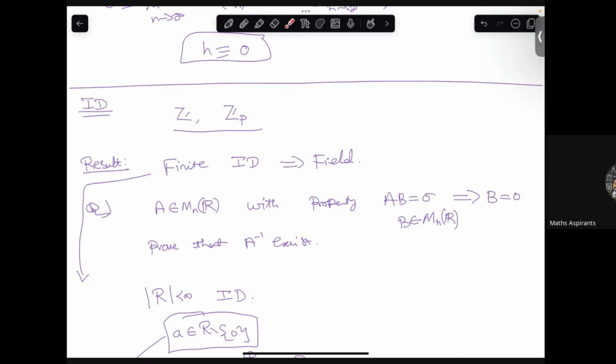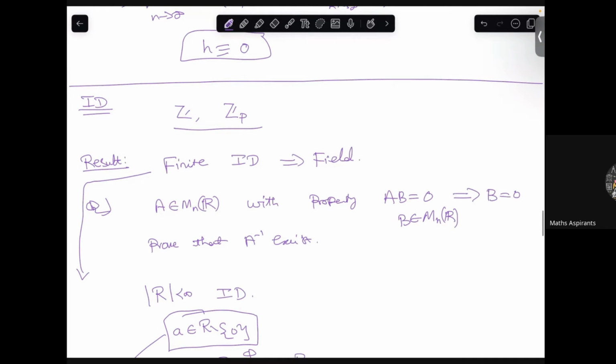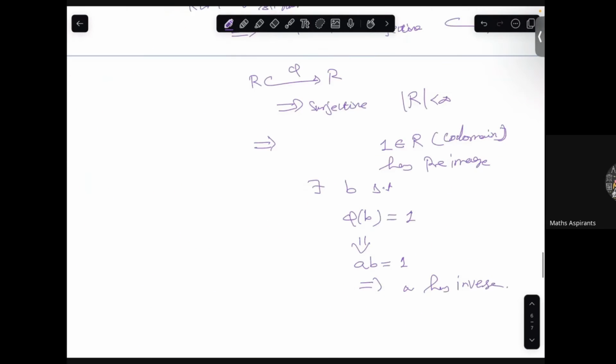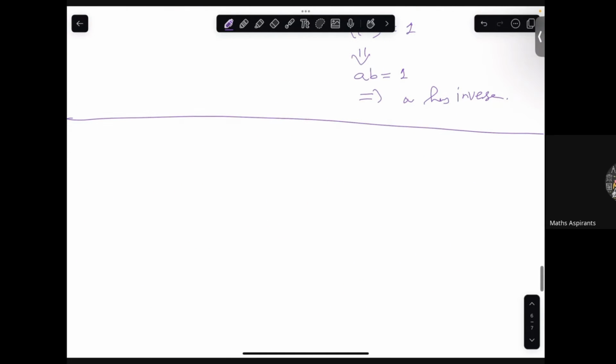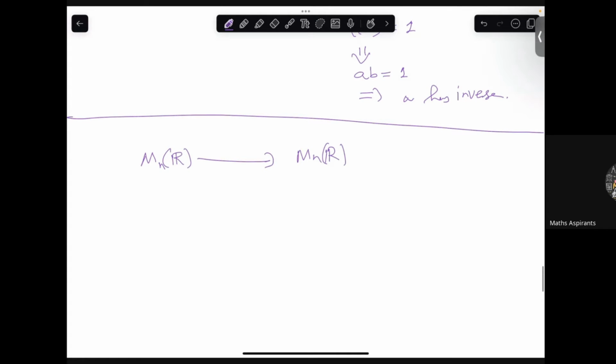I have a such that a times b equal to 0 implies b equal to 0. Whenever I multiply a times b and get 0, that implies b equals 0. Prove that a inverse exists. Let's do that. I'm going to use the same ring theory idea. You can do it for any field, not only real numbers. For any matrix b, I'm going to say ab.